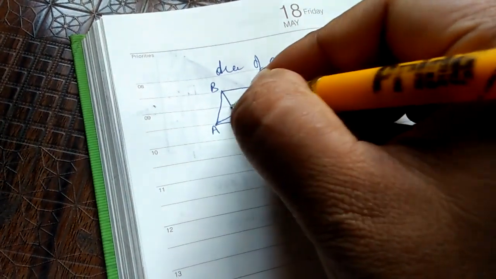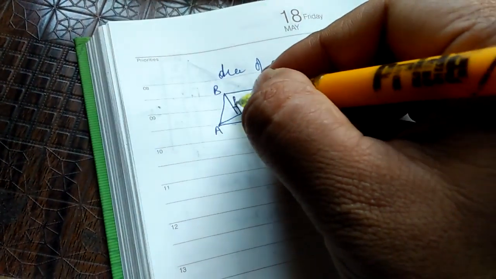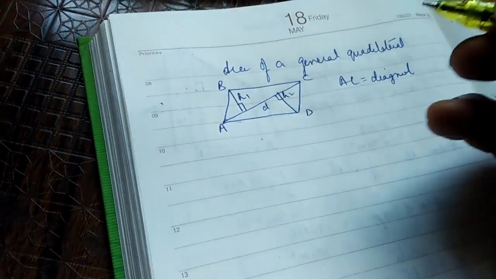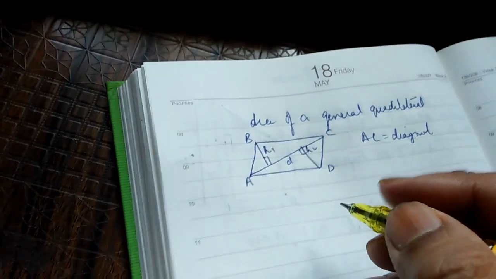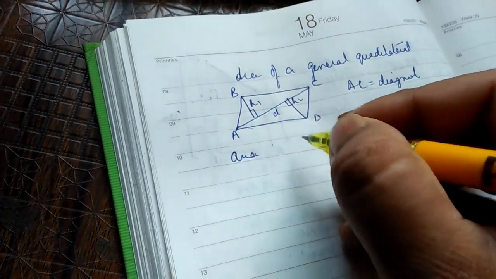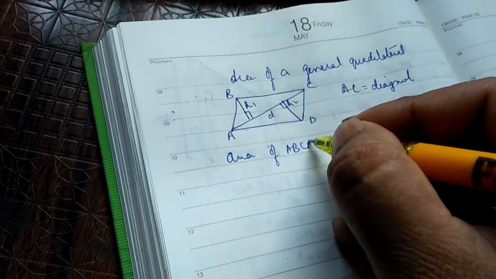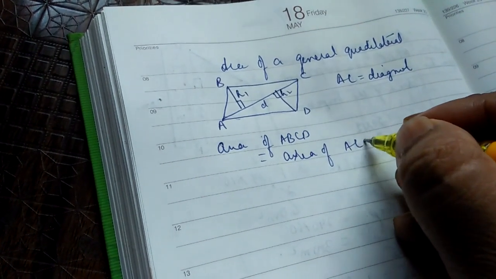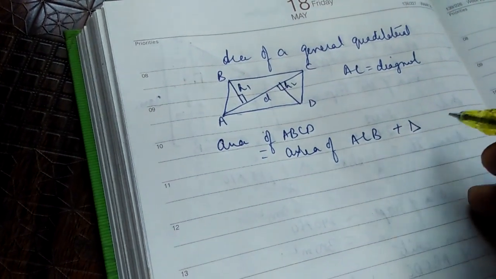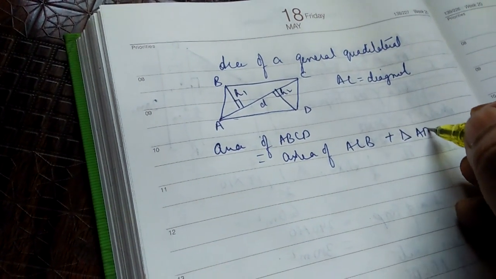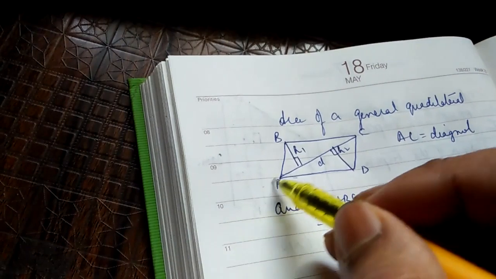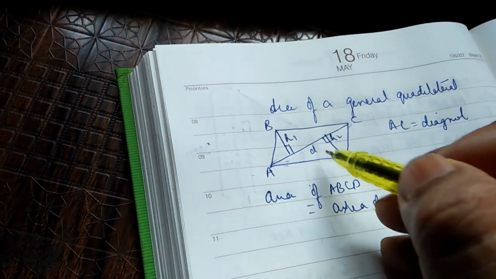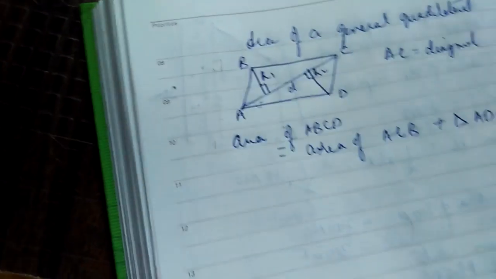Now let us draw a perpendicular h1 from B, and let us draw a perpendicular h2 from D. Okay, so area of ABCD is equal to area of ACB plus area of triangle ADC. So this is ADC, this is the triangle, and this is the second triangle. So the area of two triangles will give us the area of this quadrilateral.